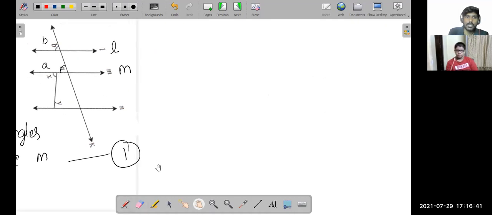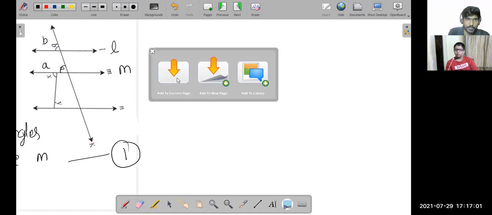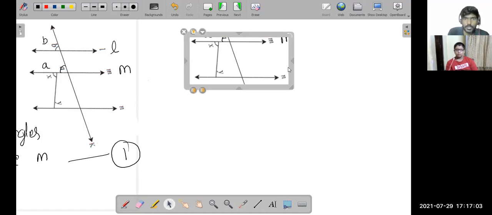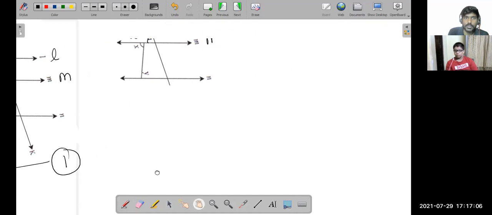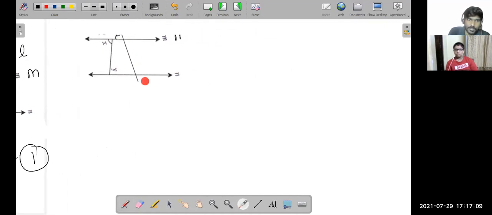Now for M and N, you ignore line L and you ignore this transversal. Ignore it completely. I'll just take out what I require. Just ignore other things and also ignore this transversal. Look at only this now. Here, this is your transversal. This is also a transversal, but I don't require it. I just require this.